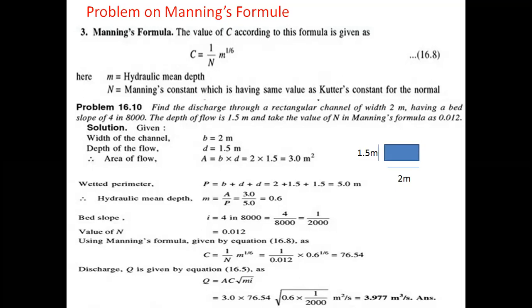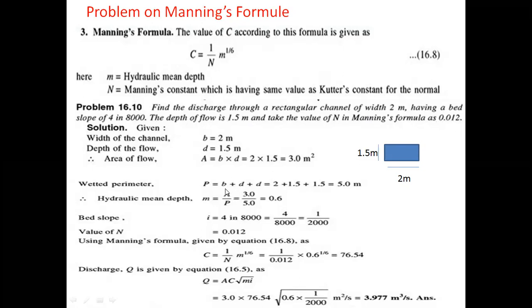Now a model problem on Manning's formula. Find the discharge by finding the Chezy's constant value using Manning's formula. The width of the rectangular channel is 2 meters and the depth of the rectangle is 1.5 meters. The slope of the bed is 4 in 8,000, that is, I equals 4 by 8,000. The depth of the flow is 1.5 meters. Manning's constant n is given as 0.012.